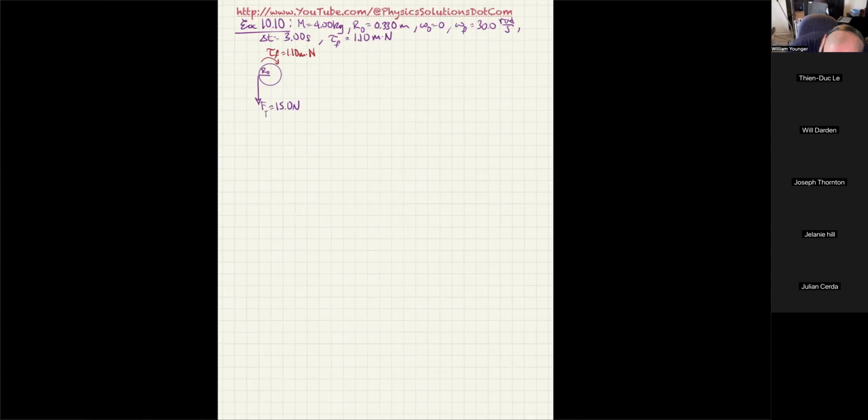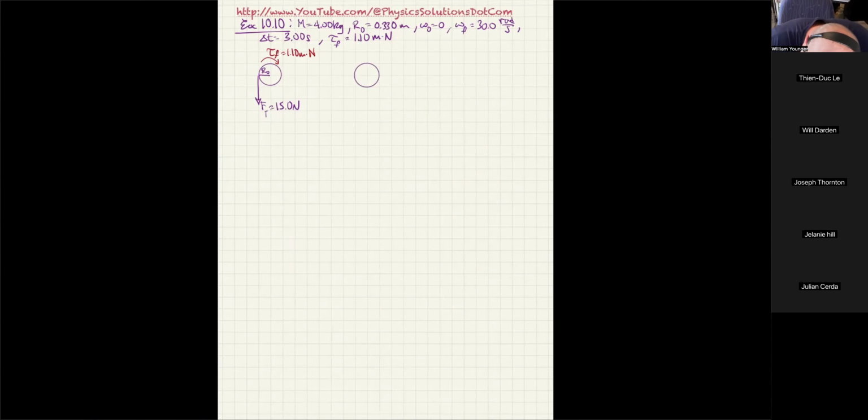So in this case, I'm going to start off because I don't have a hanging mass on the left. I don't have a hanging mass on the right, so I don't have a separate free body diagram for those. All I have is a free body diagram for the pulley. If I draw the free body diagram for the pulley, it's going to look something like this.